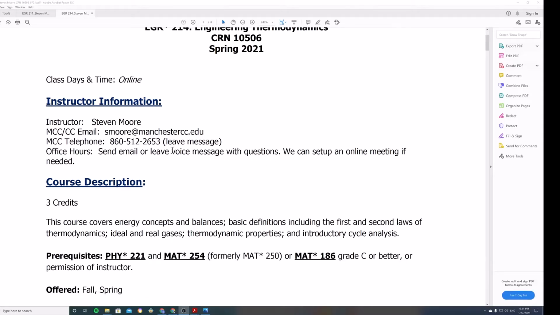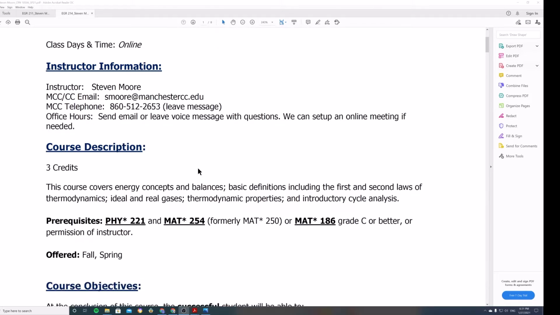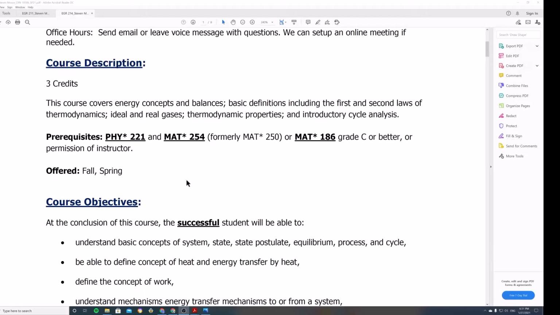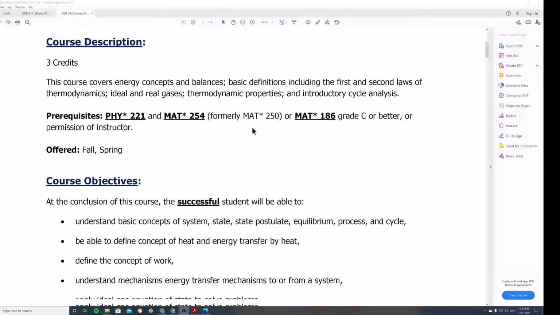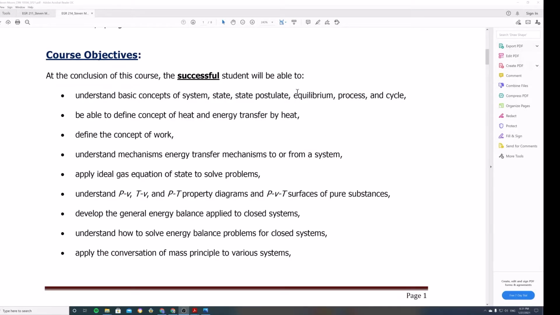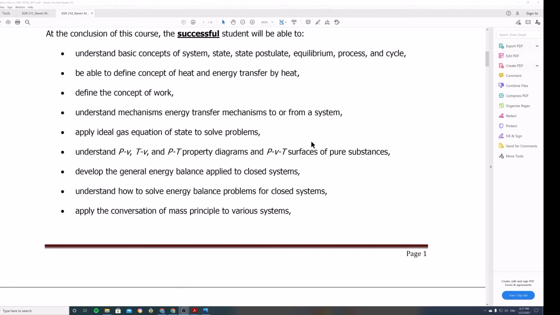So you can leave a message or email, or leave a contact number if you need me to talk to you directly, or we can even set up an online meeting if needed. Okay. So here's just right from the course catalog, prereqs for you. Here are the course objectives. So just some of the main things from the textbook that we need to look at.